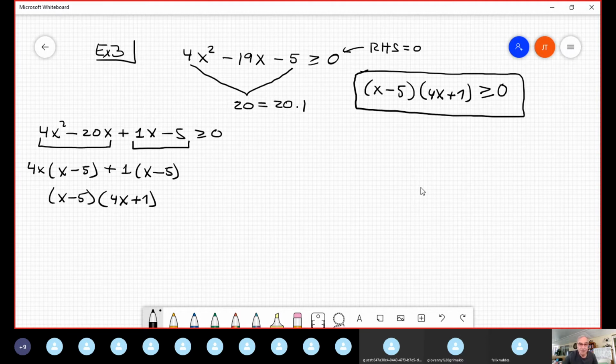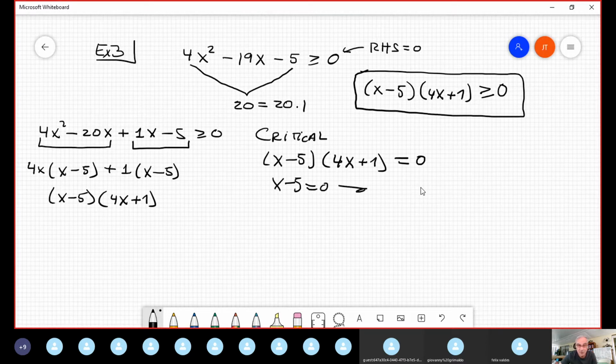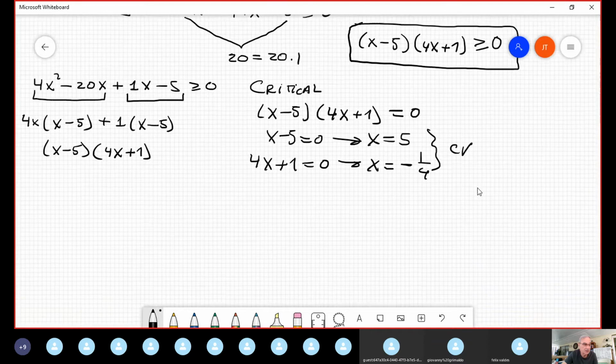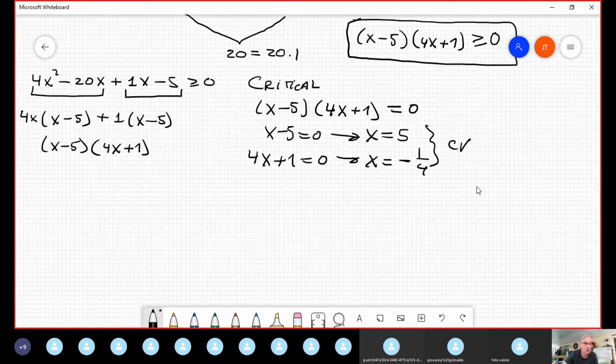Okay, so let's find the critical values. For finding critical values, temporarily you convert the inequality to an equation. Now I can see x minus 5 is 0. Apply the zero factor property, therefore x is 5. And 4x plus 1 is 0, therefore x is equal to minus 1 over 4, no? We move 1 to the right hand side, then divide by 4 both sides. And these are my critical values: 5 positive and negative 1 over 4.